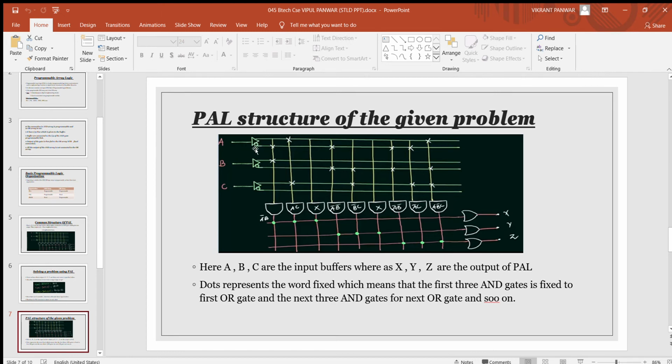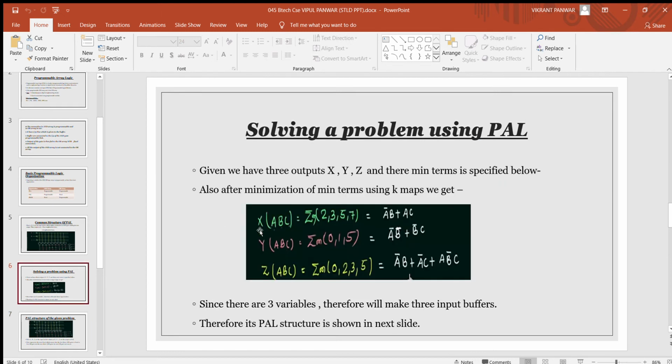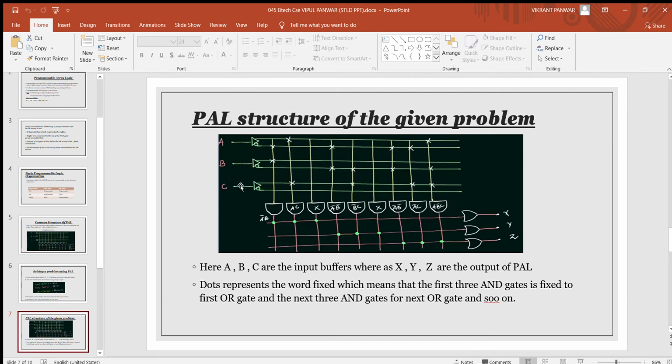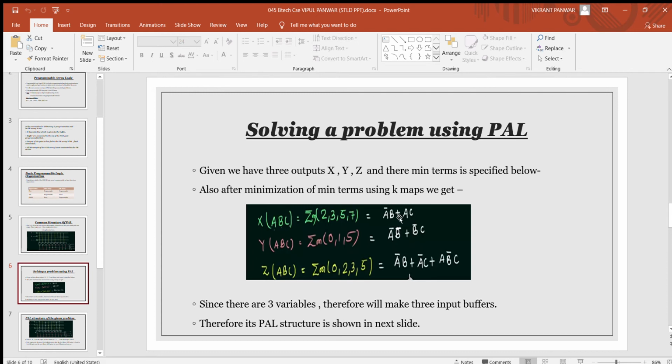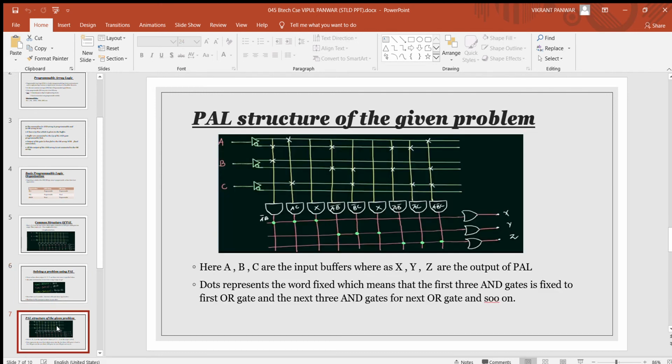And how many input buffers are used is calculated by how many variables you are using. There are 3 variables, x, y, z, therefore we are using 3 input buffers. So for the first, X, we have the minimization using K-maps: a bar b plus ac. So we can mark a bar on the down line, and b on the up line of b. Therefore this AND gate is represented by a bar b plus AC, that is A and C.